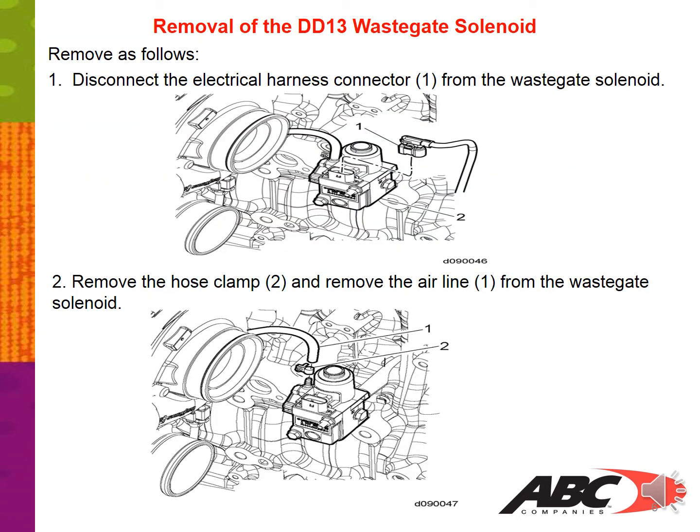Removal of the DD13 wastegate solenoid. Remove as follows. Number 1. Disconnect the electrical harness connector, number 1 shown in the picture below, from the wastegate solenoid. Step 2. Remove the hose clamp, number 2 shown in the picture below, and remove the air line, number 1, from the wastegate solenoid.